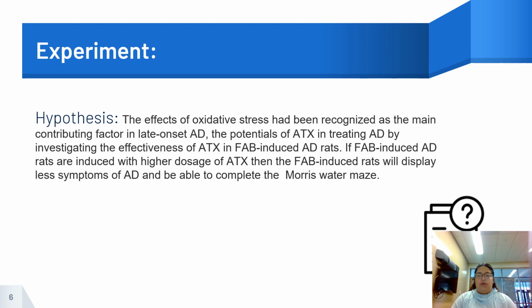Astaxanthin, also known as ATX, has the potential of reducing oxidative stress due to its antioxidants. That is why this is one of the things that the scientists wanted to study, because they saw hope.